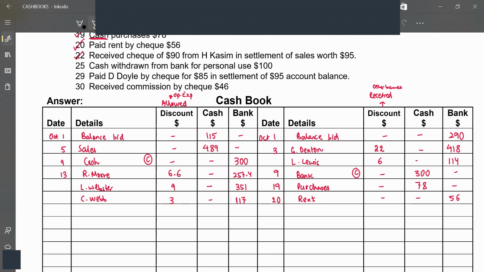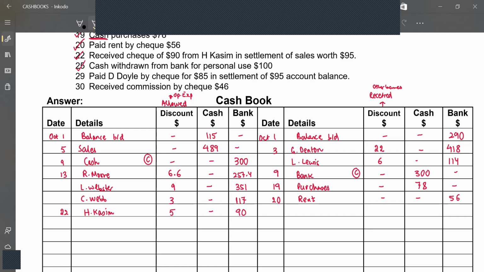Received is again cash inflow. It's on the 22nd. You've received money from H. Qasim, but H. Qasim will obviously want a discount, right? He says received check of $90 from H. Qasim in settlement of sales worth $95. So you had sold goods to him worth $95, but he's paying only $90. He's paying through check. There has to be a $90 inflow in the bank account, but you've allowed a discount of $5. हमने सेल किया था $95 की चीज़ें, बट बैंक में कितना पैसा है, that's $90. $5 of discount was allowed.